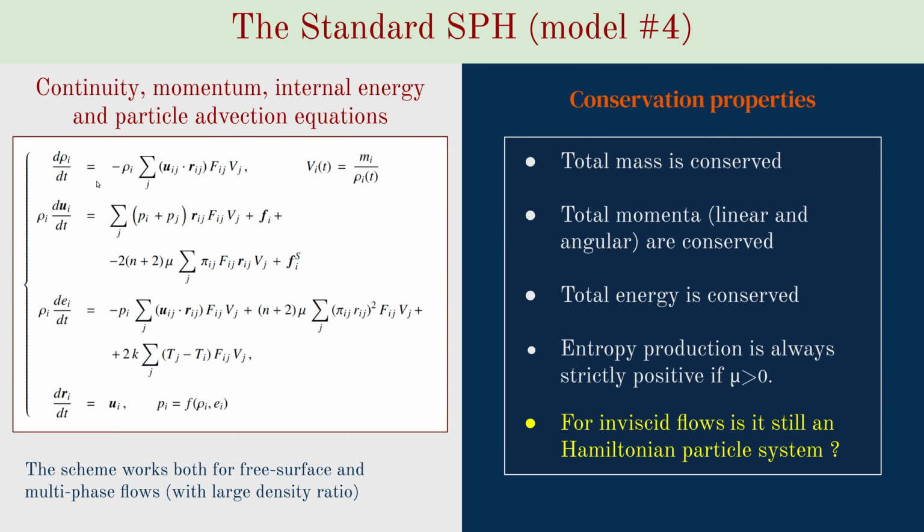In this slide, I briefly recall what I previously referred to as scheme number 4. Here we see the complete SPH system: the continuity equation, the momentum equation, the energy equation, and the particle advection, all coupled through a state equation. On the right-hand side of this slide, I summarize the conservation properties of this formulation and what I call the first compromise. In order to properly deal with free surface, the SPH system is no longer a canonical Hamiltonian system. This loss of the Hamiltonian structure is the price we pay to make the method applicable to realistic free surface flow problems.